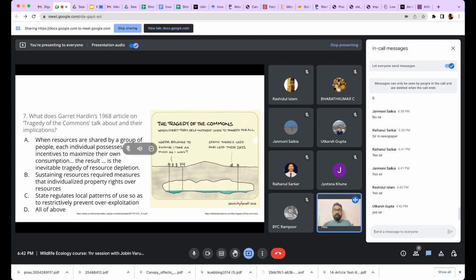So options B and C are somewhat used to restrict the use. Mahua is an NTFP. Different techniques have been adopted to restrict the usage so that the resource doesn't diminish and is sustainably used by the future generation. So that is what this question is about.